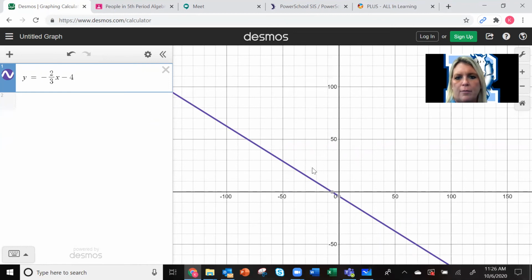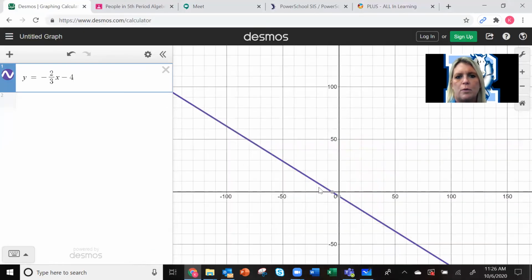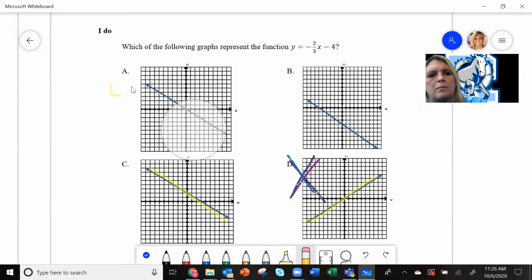Here is my graph. Let's look and see what I can match it up with when I look at these pictures. First off, just notice from left to right, the line is decreasing. It is going down because the slope is negative. Well, A, from left to right, it's going down. That works. B is going down. C is going down. D is not. D is going up. So I can eliminate D.